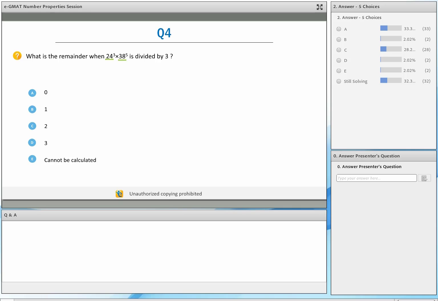What do you observe here about the numbers? And that's very important. Spend a couple of seconds just looking at the numbers and trying to make sense out of them. 24 is divisible by 3, which means that no matter what the remainder is when 38 to the power 5 is divided by 3, this entire term is completely divisible by 3. So the answer is 0. There is nothing to be done here. There's no manipulation, nothing to be done here.